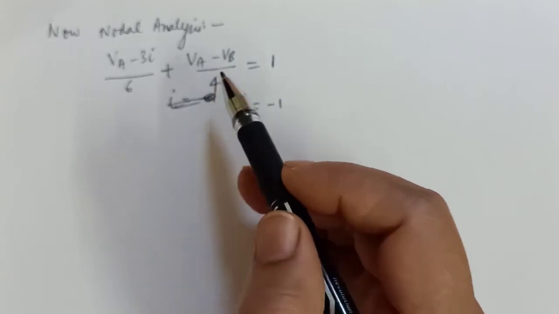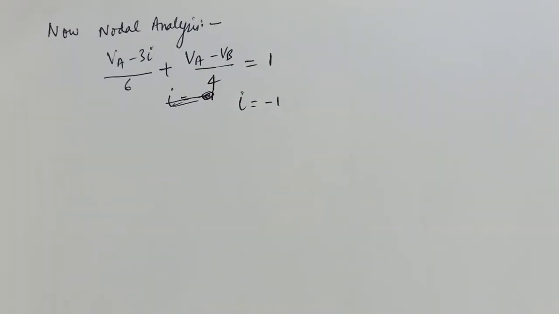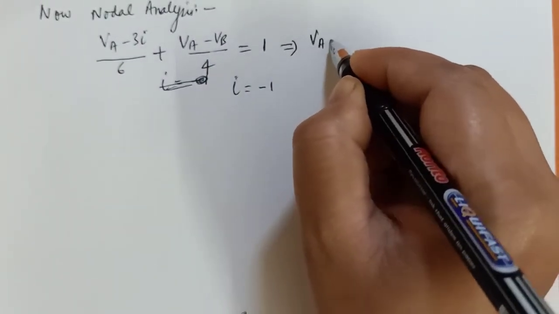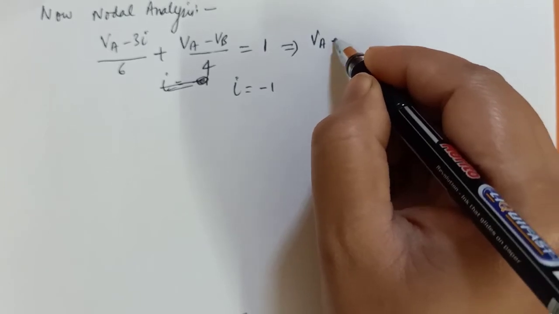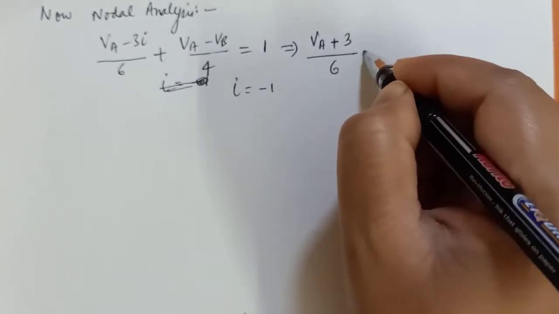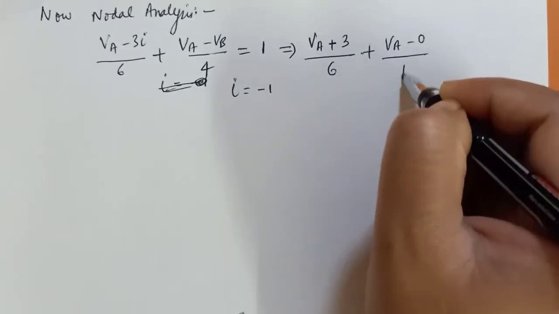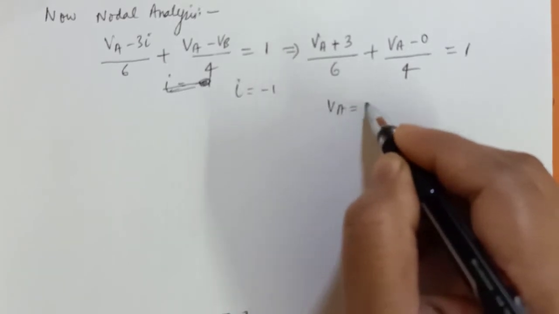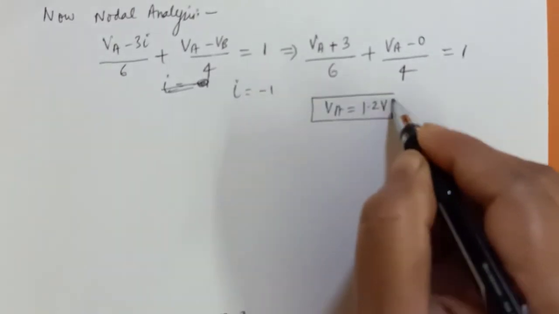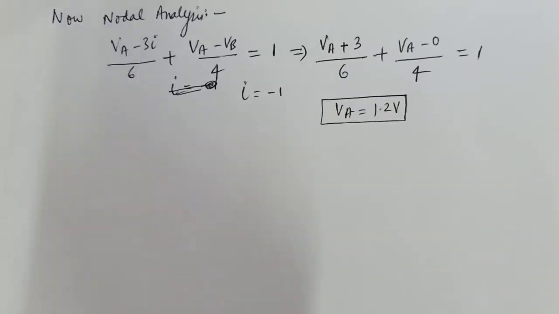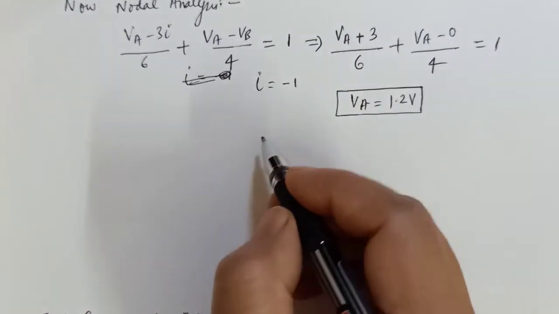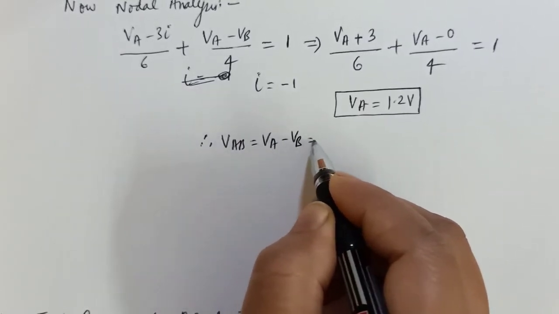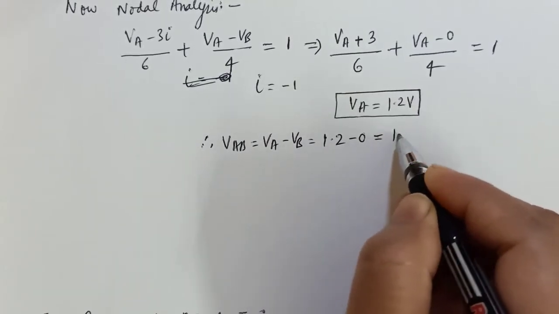VB is nothing but 0, because that point you have assumed as the reference. So this equation will become (VA minus 3 into minus 1, which is 3) divided by 6 plus (VA minus 0) divided by 4 equals 1. When you solve this equation, you will get VA equal to 1.2 volt. Clear? So what will be VAB? VAB will be VA minus VB, equal to 1.2 minus 0, equal to 1.2 volt.